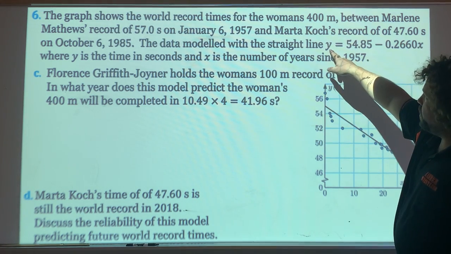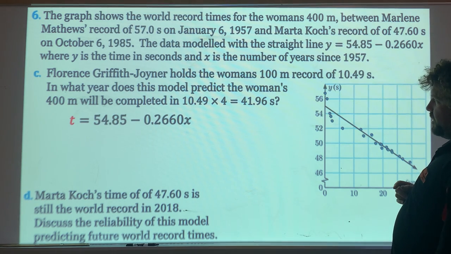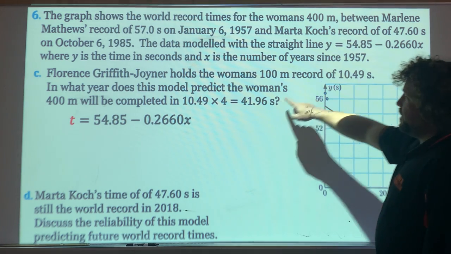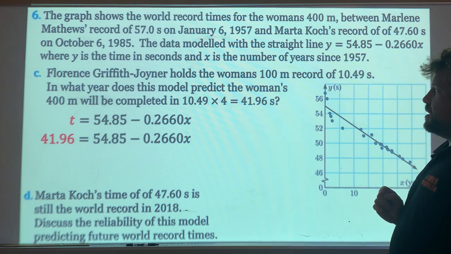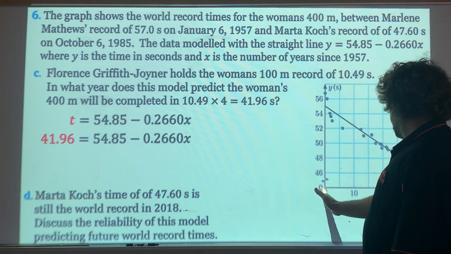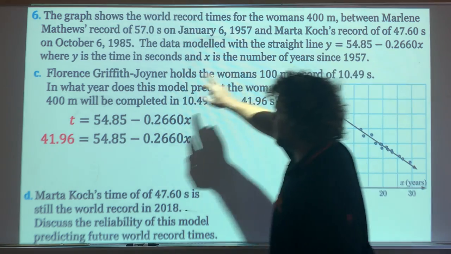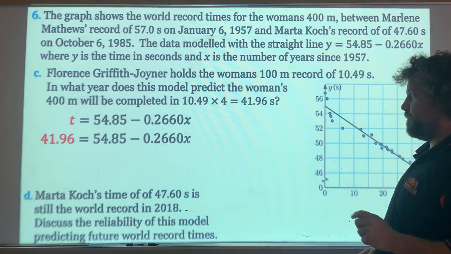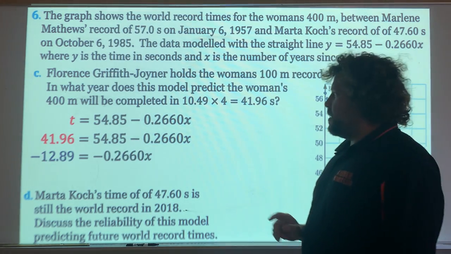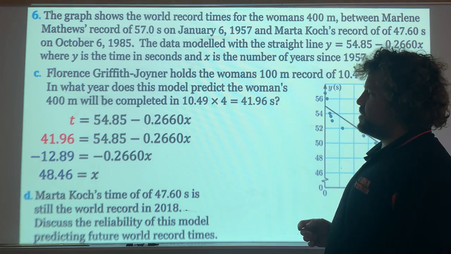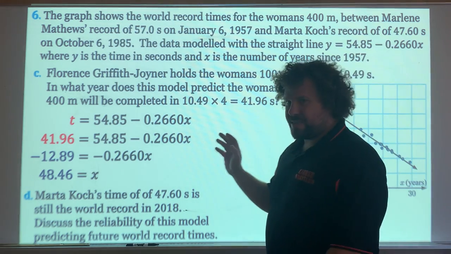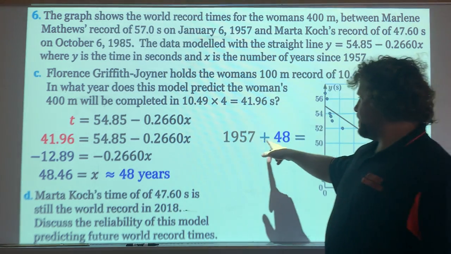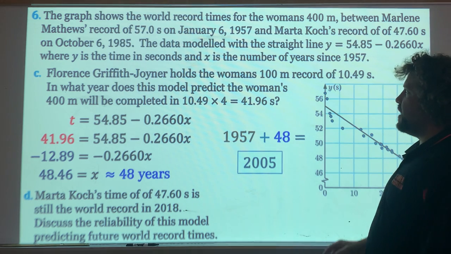Sure. We just make our y equal to what? We solve for x. Y, our time in seconds, is 41.96. Our x is the years from 1957, not the year. Subtract 54.85, divide by negative 0.266. That's 48.46 years from 1957. So 1957 plus 48 is 2005.